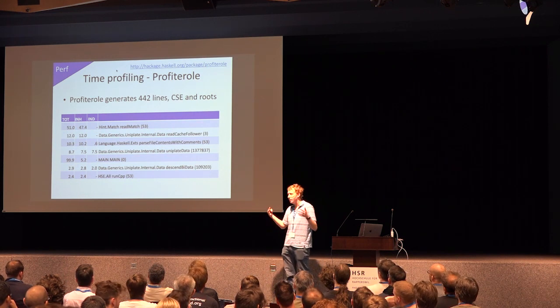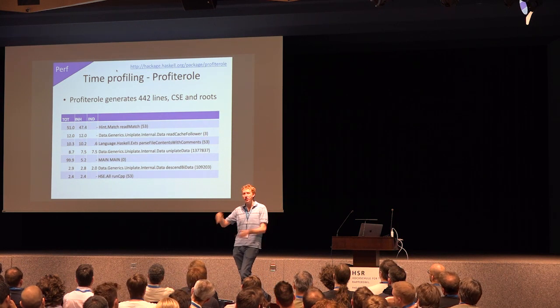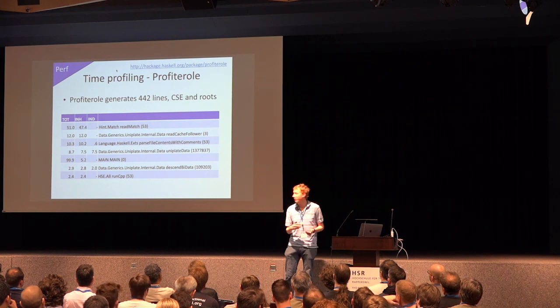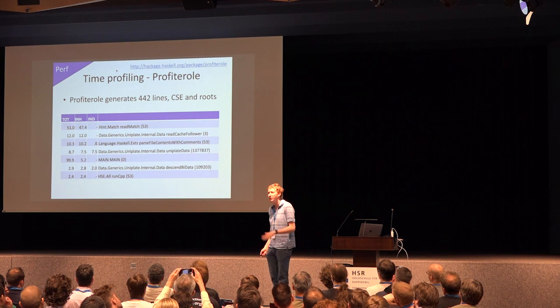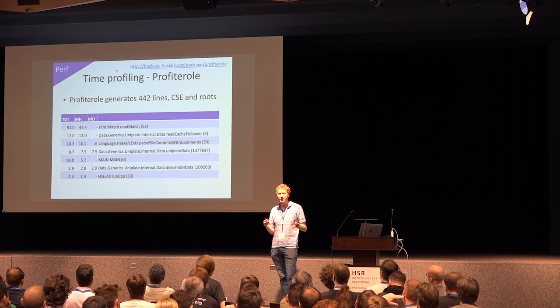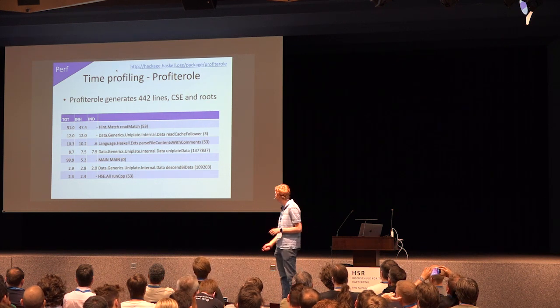So the idea is that Profiterole will take your profile tree, and munge it into the profile tree you really wished GHC had given you. In doing so, it throws away some information, but information that makes it easier to read. So for HLint, it goes from 6,000 lines to 442 lines.